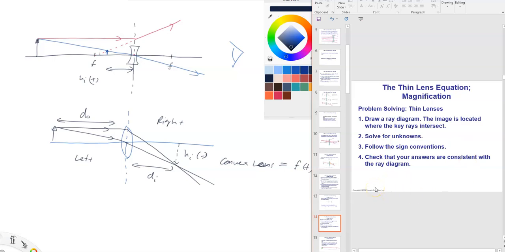Okay, some advice on how to solve these problems, ray diagrams. Let's try an example. Right?